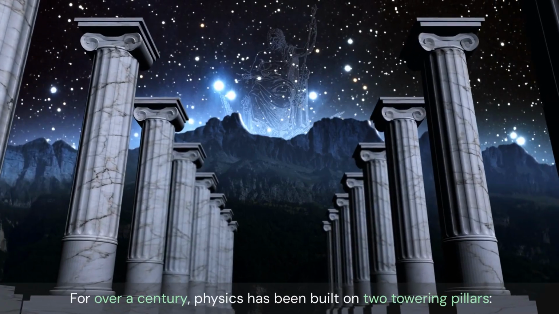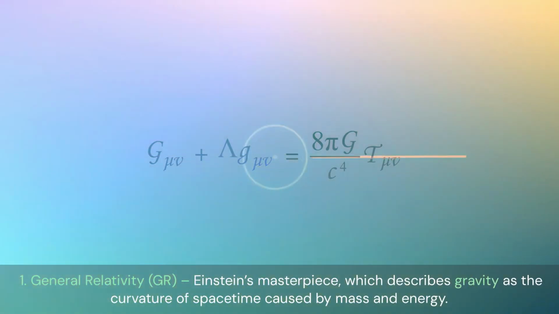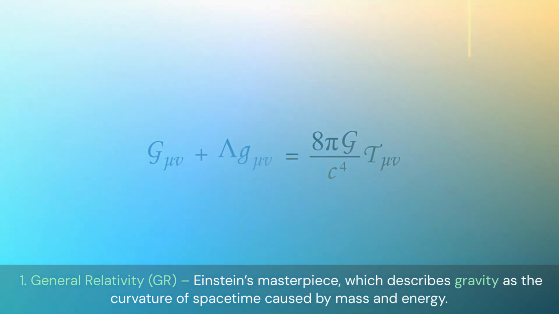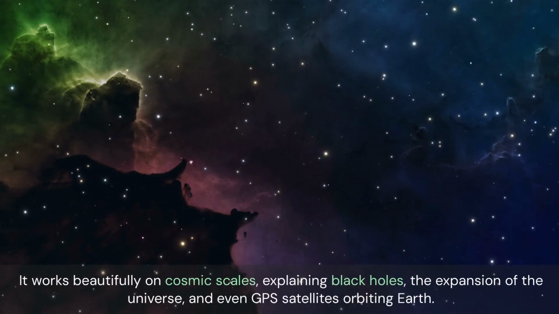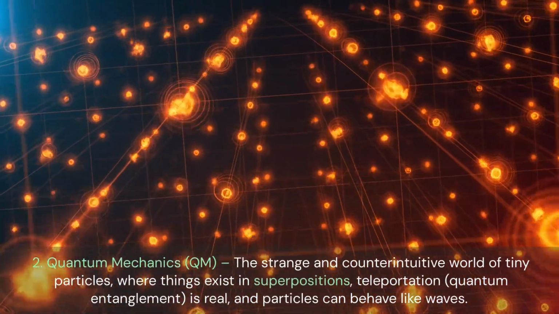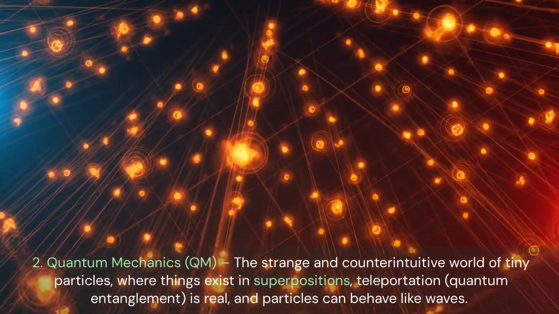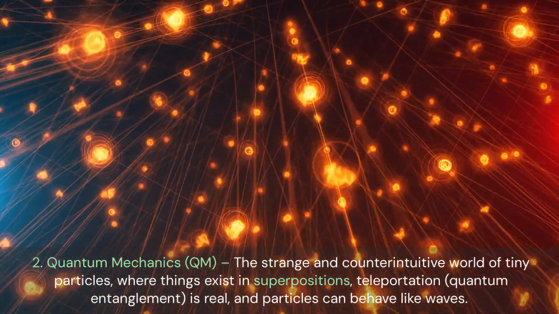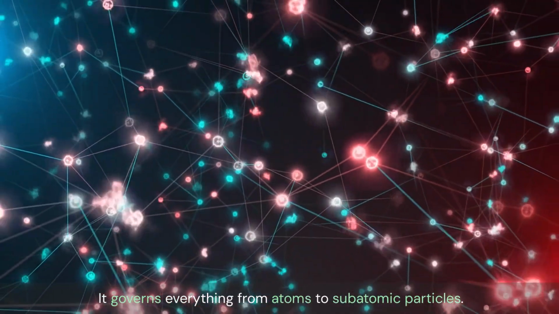For over a century, physics has been built on two towering pillars. 1. General relativity, GR, Einstein's masterpiece, which describes gravity as the curvature of spacetime caused by mass and energy. It works beautifully on cosmic scales, explaining black holes, the expansion of the universe, and even GPS satellites orbiting Earth. 2. Quantum mechanics, QM, the strange and counterintuitive world of tiny particles, where things exist in superpositions, teleportation, quantum entanglement, is real, and particles can behave like waves. It governs everything from atoms to subatomic particles.